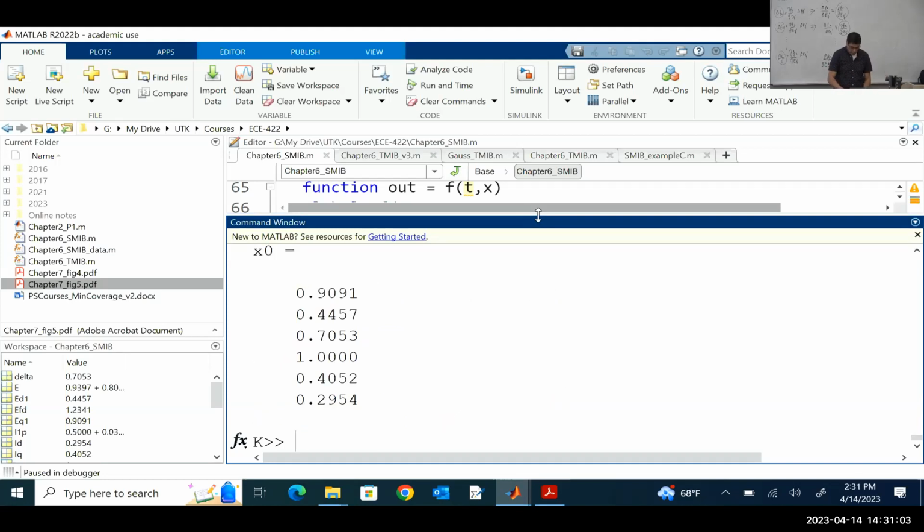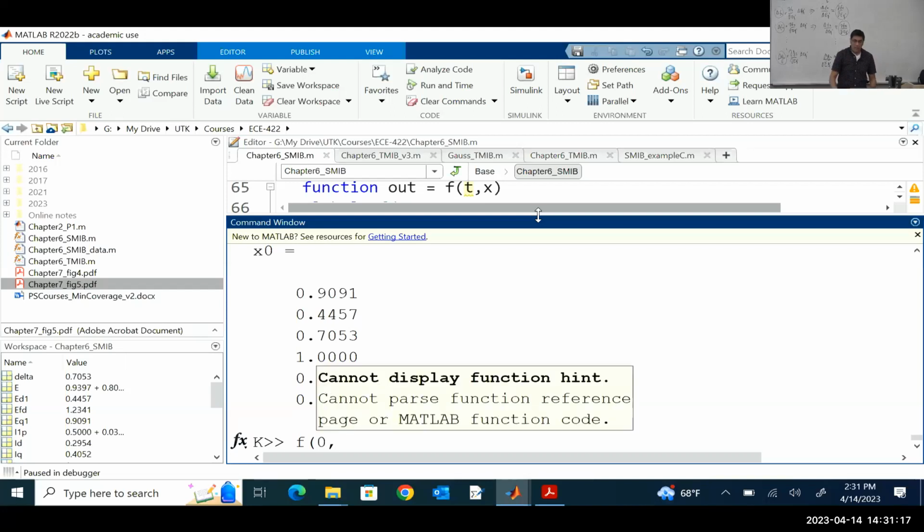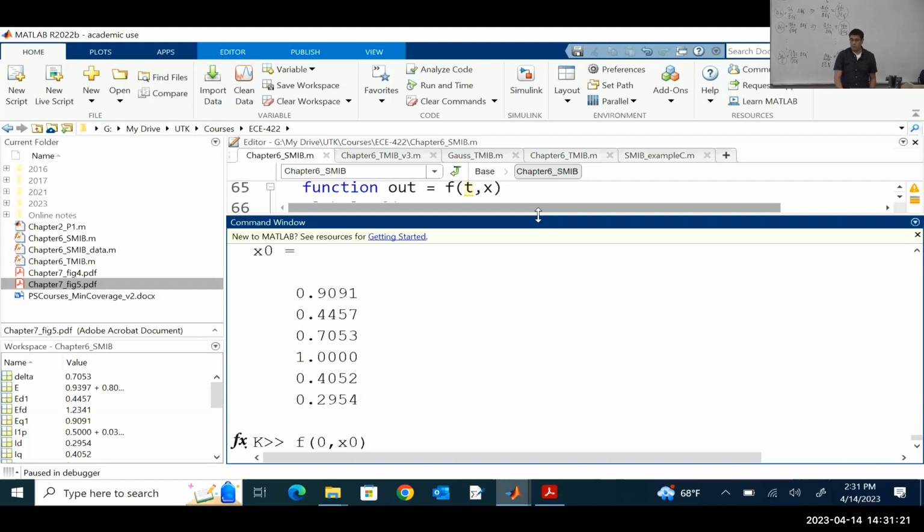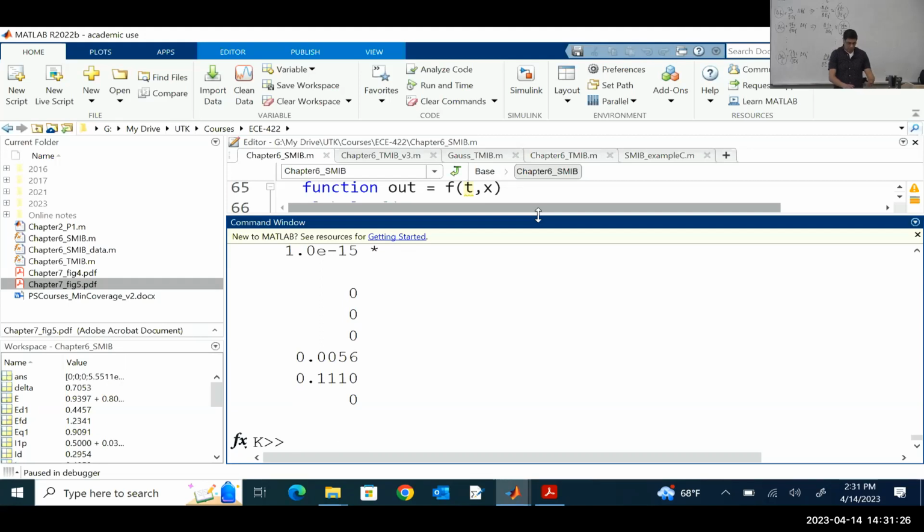So if I call this function f, time, what time are we going to use? For this application, it doesn't matter because the function is independent of time, right? So I will put 0, and then the vector that I'm going to put as an input is the equilibrium point. How much are we going to get? 0, because it's the equilibrium point, and that's exactly what we get. This is 10 to the minus 15, right? So this is what we're going to do.